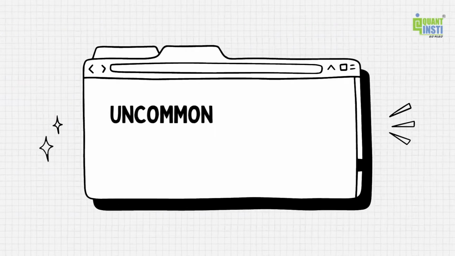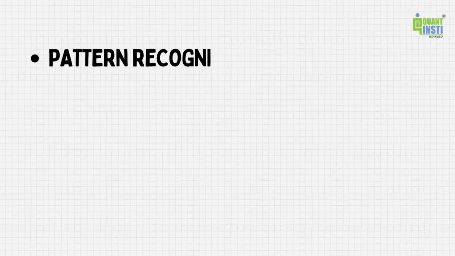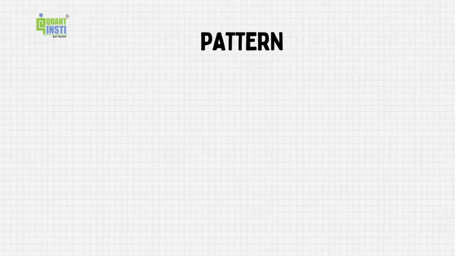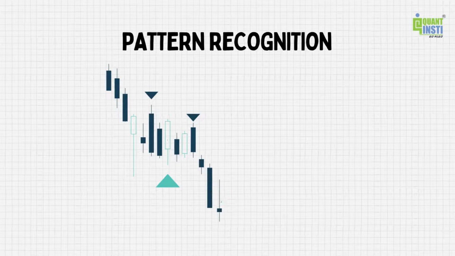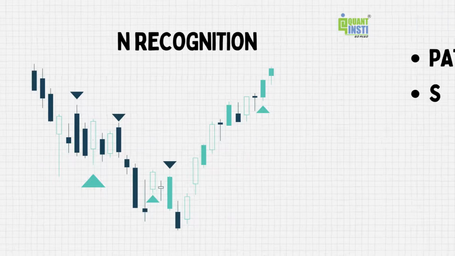Now let's check out some uncommon algorithmic trading strategies that are lesser known but can be highly effective. Pattern recognition strategy. This strategy utilizes advanced pattern recognition techniques to identify and exploit repetitive chart patterns, such as triangles, head and shoulders, or flags.